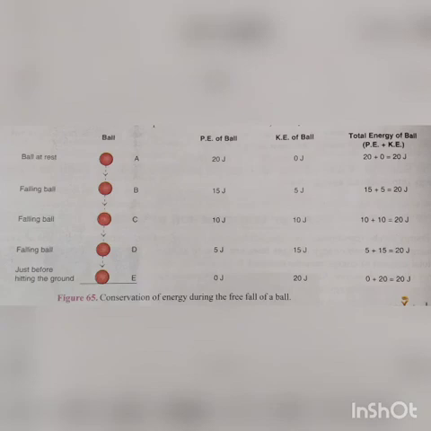So it is clear from the observations that as the ball falls downwards, its potential energy decreases, and at the same time its kinetic energy increases. Okay, so the total energy of the ball remains constant. This proves that the energy of a freely falling body remains conserved and remains constant, students.